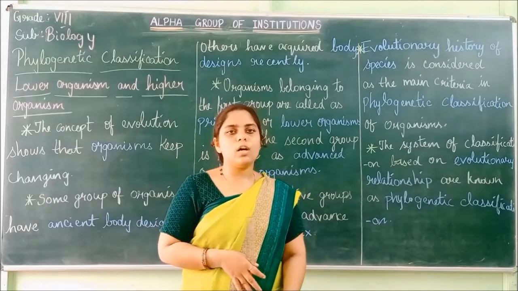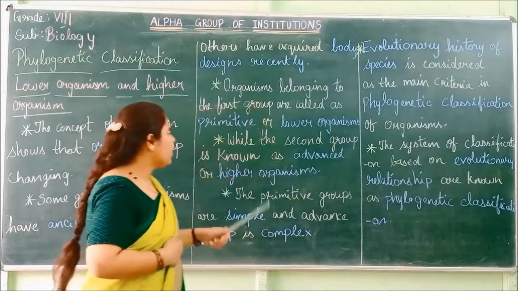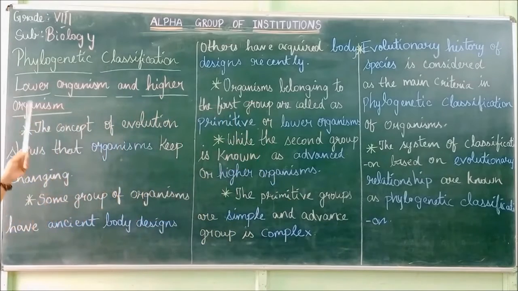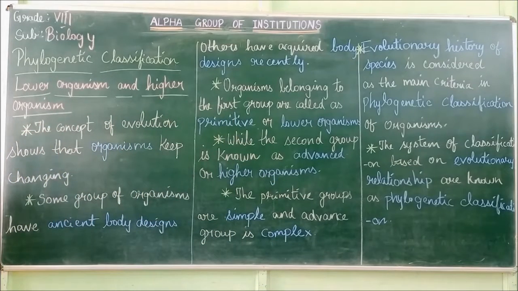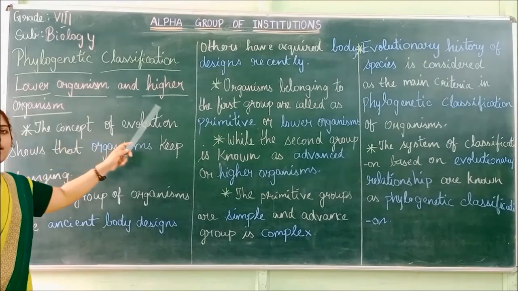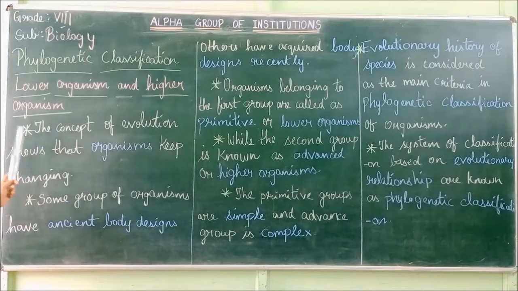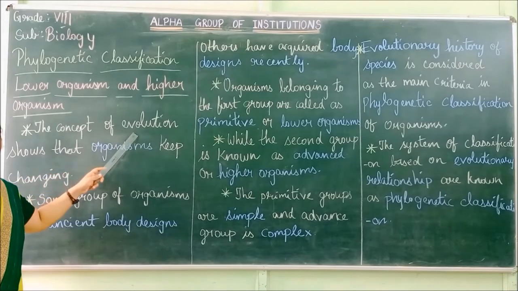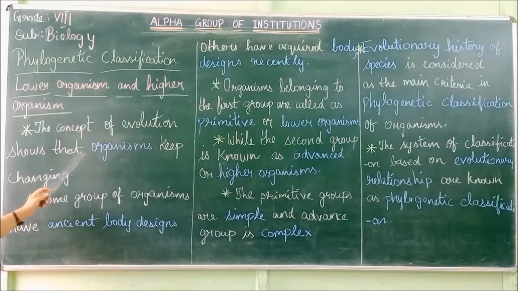Now I will give you a short recap from the first. So we saw about phylogenetic classification. Phylogenetic classification means it is all about lower organism and higher organism. The concept of evolution shows that organisms keep changing.